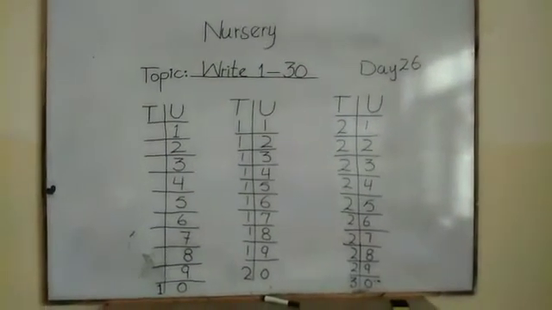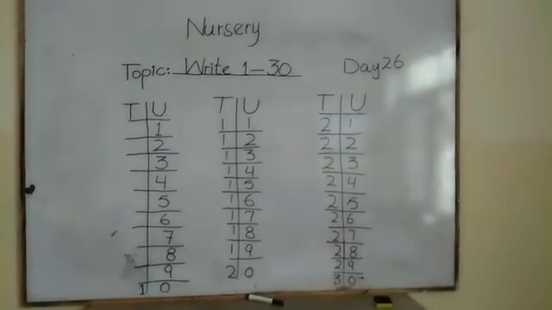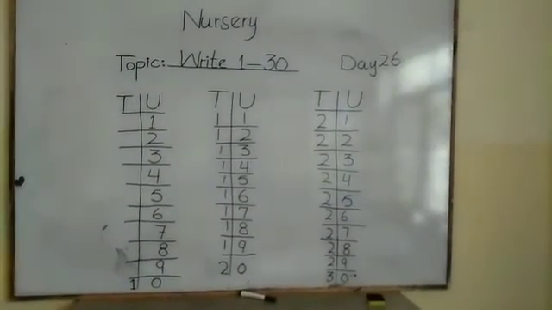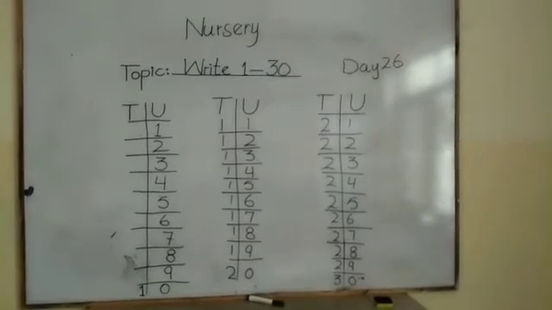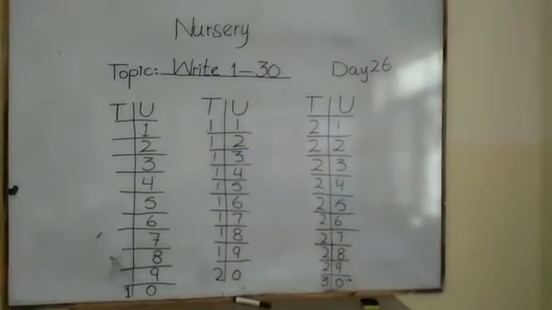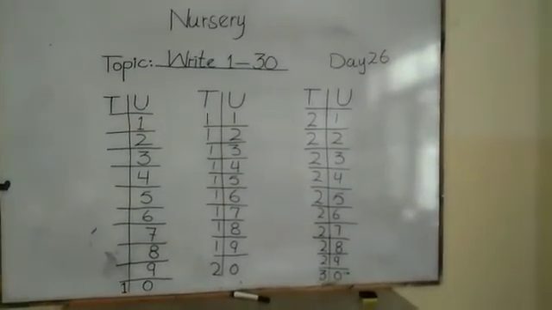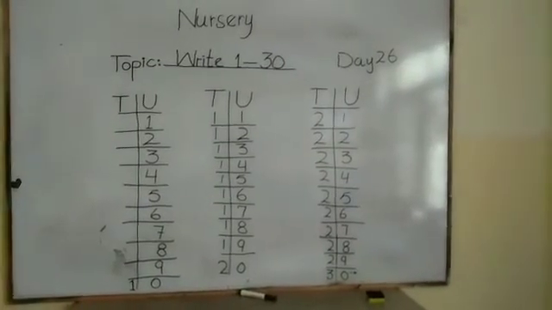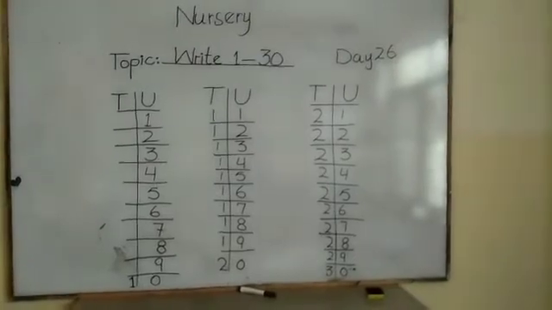First of all, you take out your mathematic notebook and write topic. Our topic is write 1 to 30, and then you write day. Day is 26, and after that you write date and CW.